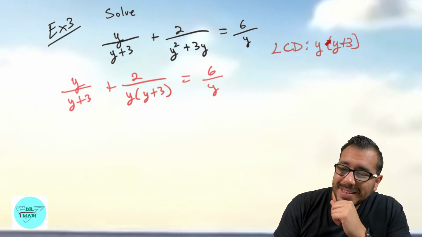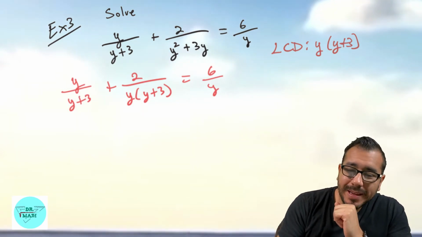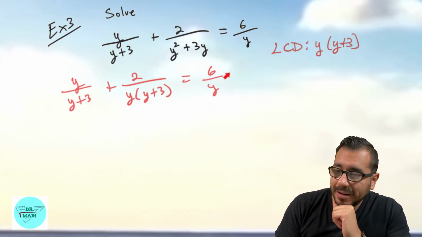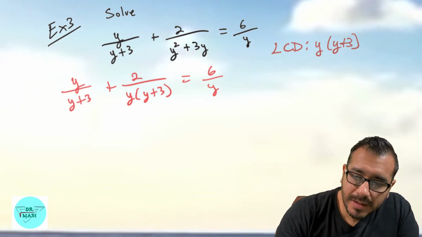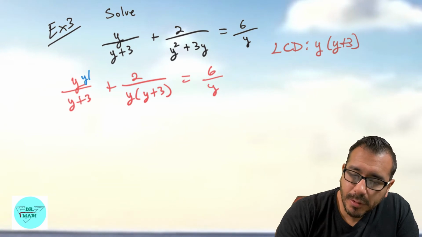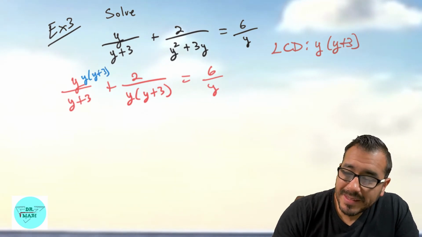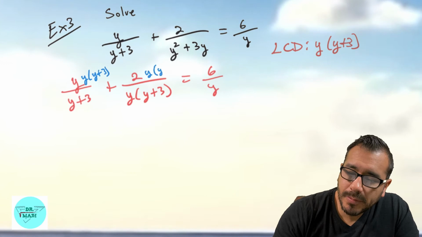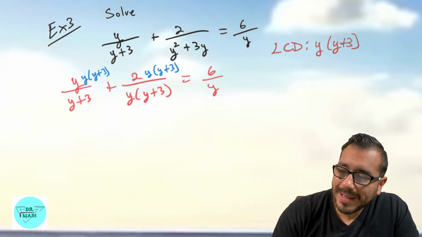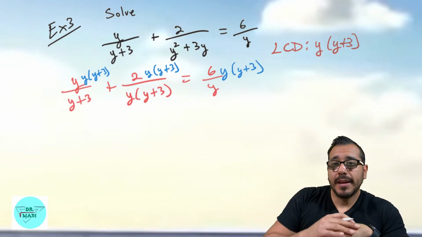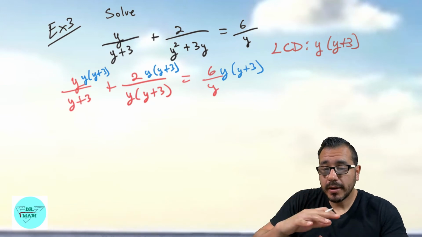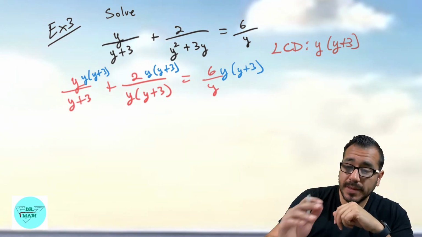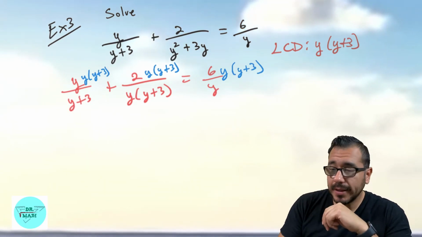So I'm gonna take this LCD and multiply it here, here, and here, all right? So I'm gonna multiply the first fraction by the LCD, boom, there it is. I'm gonna multiply the second fraction by the LCD, boom, there it is. I'm gonna multiply the last one by the LCD, boom, there it is, right? Pretty easy, right? Nothing crazy.